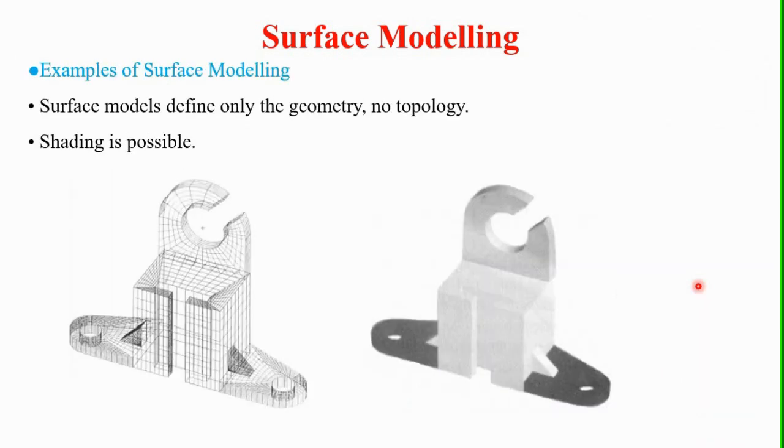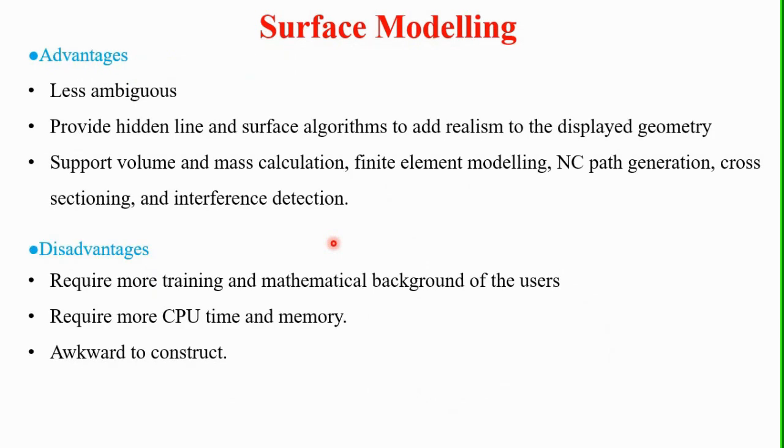Then some examples of surface modeling. A surface model defines only the geometry, not the topology. Here we can see an example of surface modeling, and here it is also shown. Then shading is possible with the help of surface modeling. It is not possible in wireframe modeling. Then a few of the advantages and disadvantages are also there.